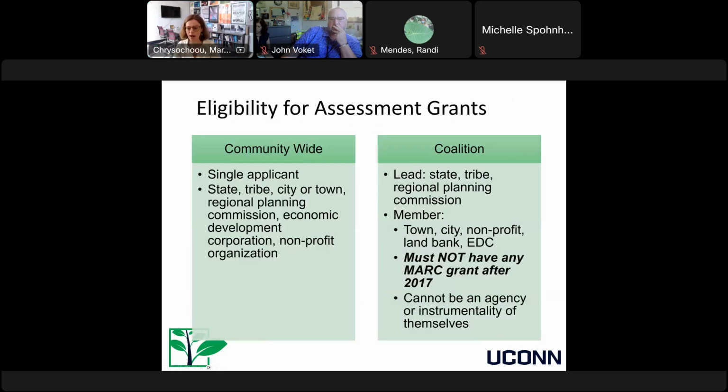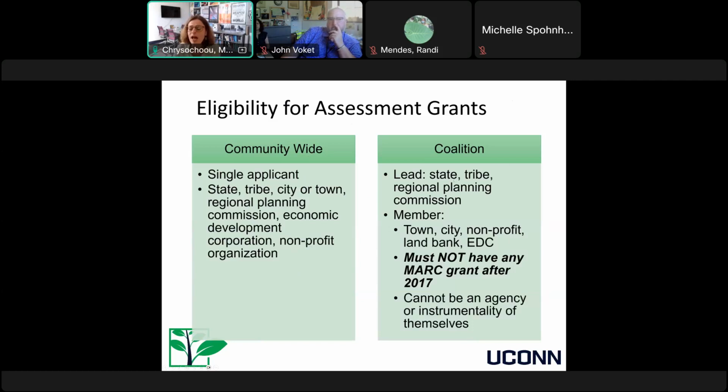So let's go into the details now. Who can apply for a community-wide assessment grant? As I mentioned before, it's a single applicant, and it could be a state, a tribe, a city or a town, a regional planning commission, economic development corporation, or a non-profit organization. So any types of these entities are eligible to apply for a community-wide assessment grant.